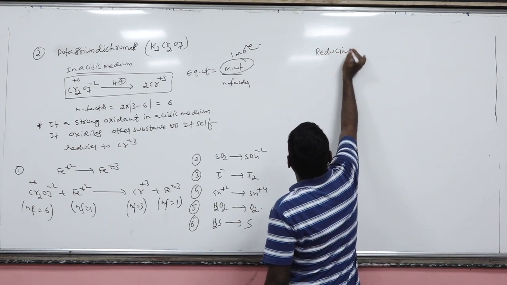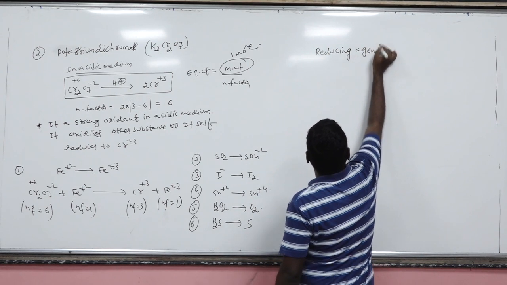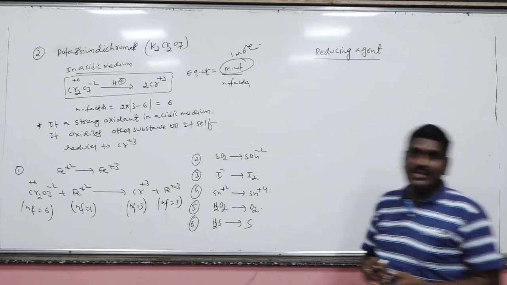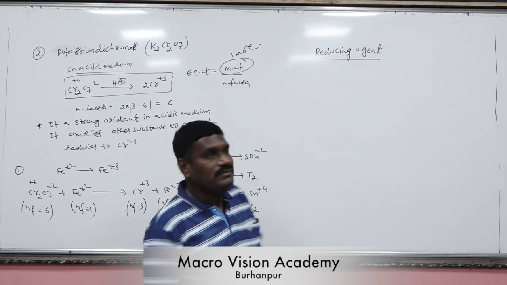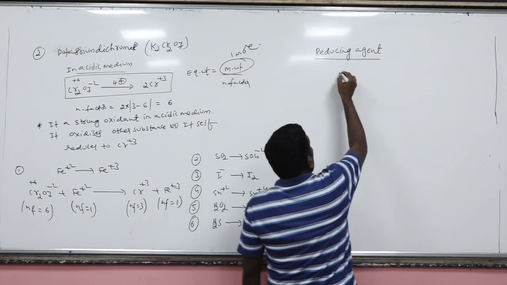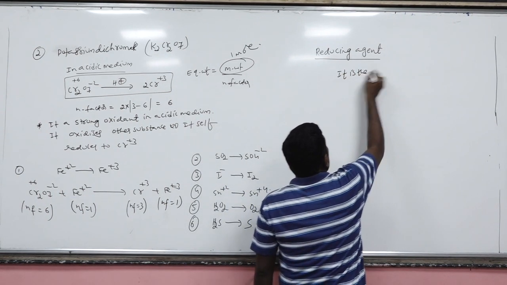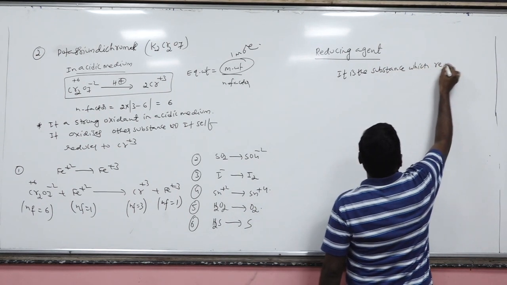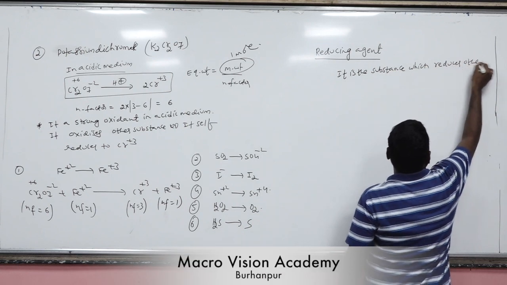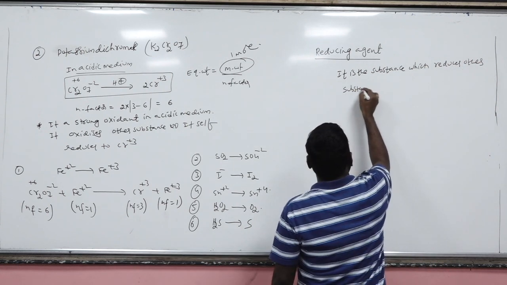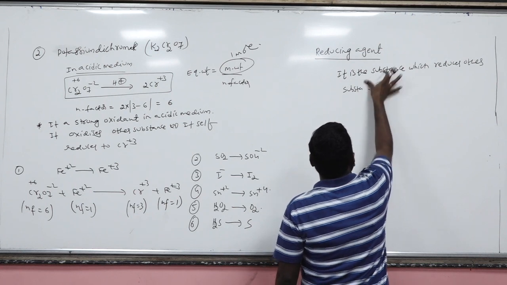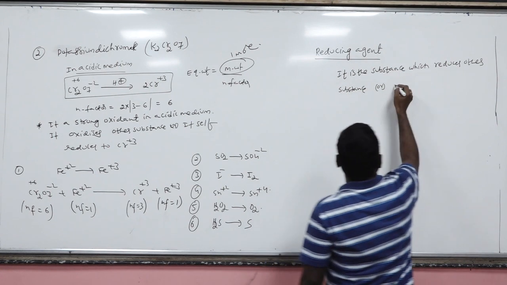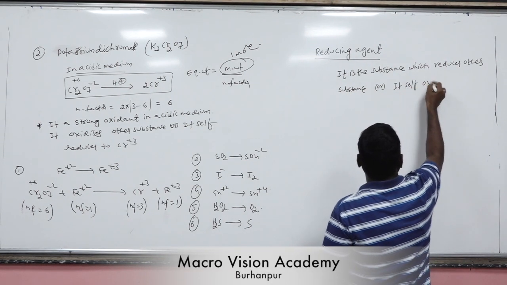Now, let's see how to calculate the N factor or equivalent weight of a reducing agent. A reducing agent is that substance which reduces other substances, or which itself oxidizes.